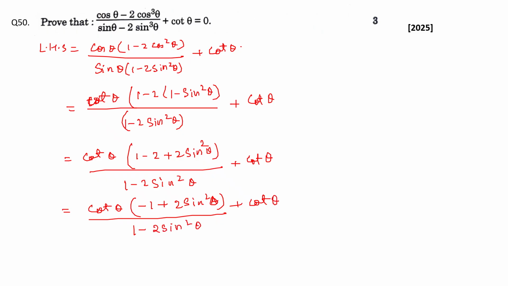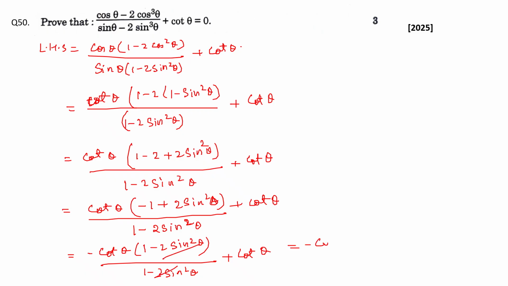So from the numerator, from the bracket, if I take minus common, it will become 1 minus 2 sin square theta, which is the same as the denominator. So we can cancel it out. So it will be minus cot theta plus cot theta, which is equal to 0. That is only the RHS.